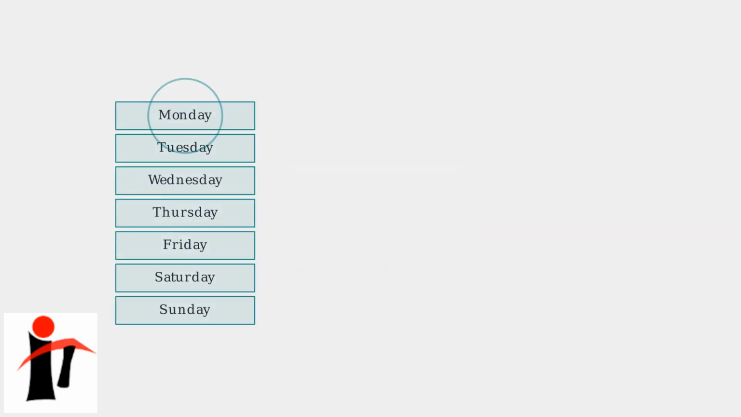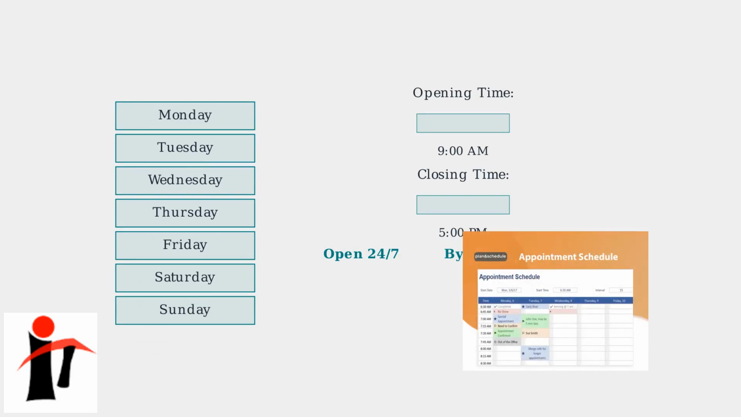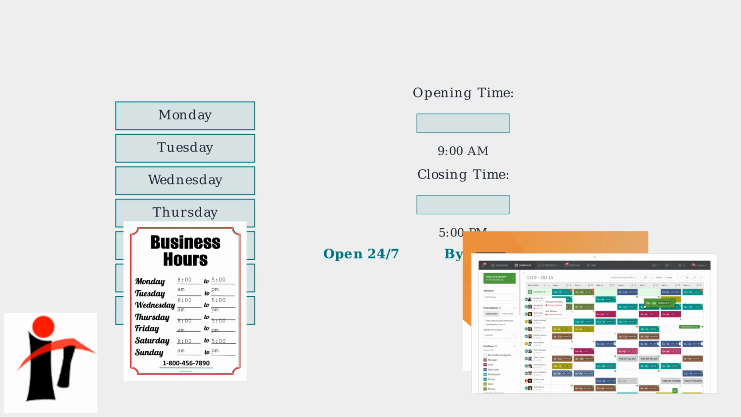Within the editor, you'll see options for each day of the week. Click on a day to set your opening and closing times. You can also indicate if you're open 24/7 or by appointment only. Ensure your regular hours are accurate, as this is the default schedule displayed to customers. Double check for any conflicting information.